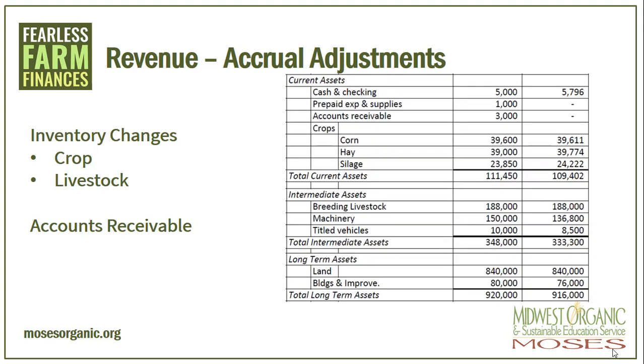If we look at this example of a balance statement, or a balance sheet, it is simply the difference between the first year and the second year. The main ones on this one are, you can see crops: the beginning of the year, how much we had in a crop inventory, and then the end of the year, and there is a slight change. We also have a change in machinery, but we do not include these on accrual adjustments.